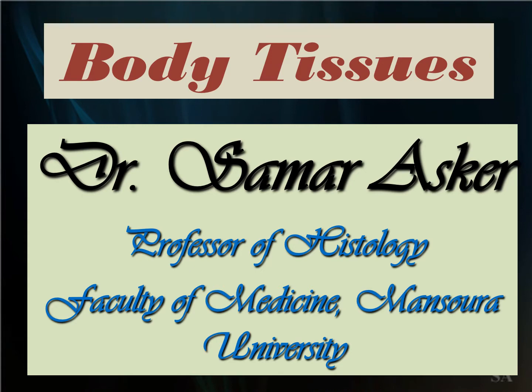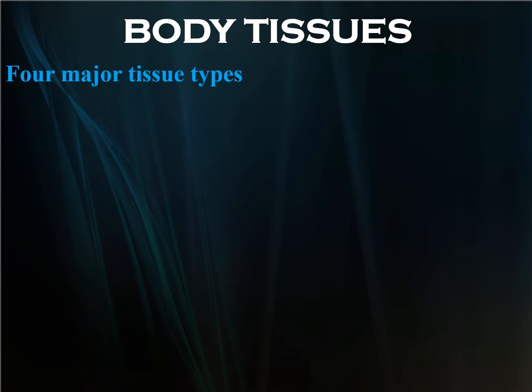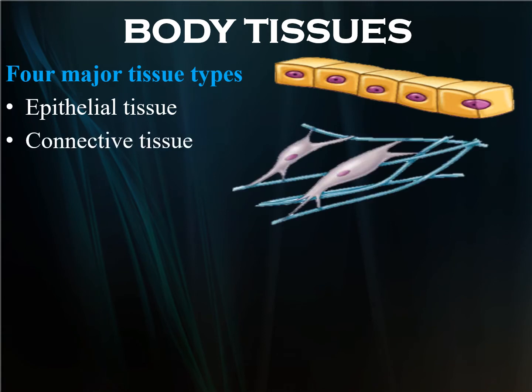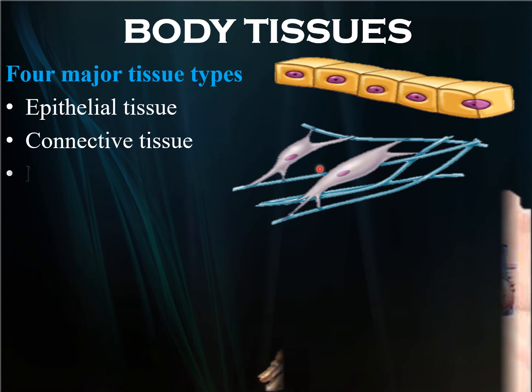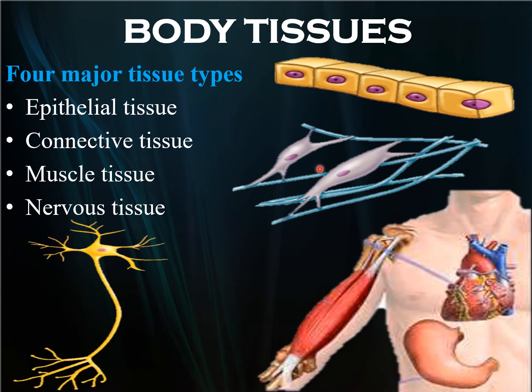Today we will study the body tissues. We have four major tissues in our body. First, we have the epithelial tissue. We have the connective tissue. We have the muscle tissue and the nervous tissue.